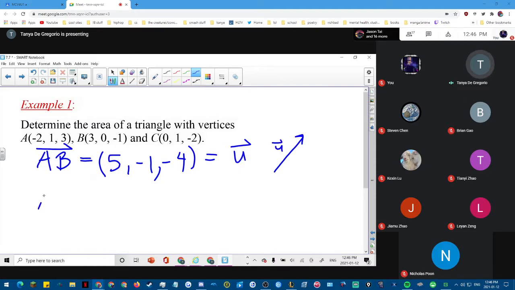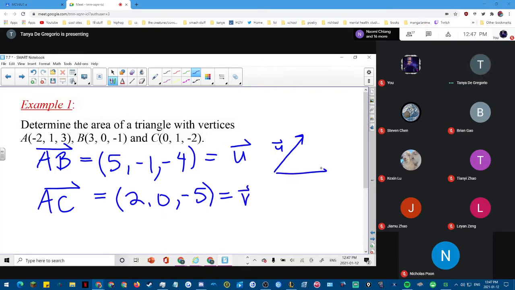Now I'm going to find vector AC. Miss, for this question, it doesn't matter if it's AB, AC, or BA, BC, or CA, CB? No, it doesn't matter. So where was I? AC. So C minus A. What do I get? 2, 0, and negative 5. Good, and I'll call that V. So now I have two sides of my parallelogram, and I know that half of this is going to give me the area of the triangle.